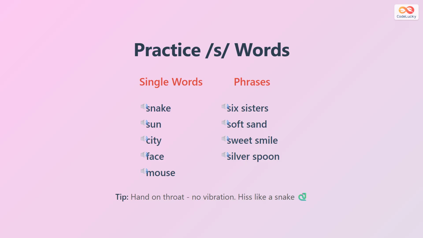We also have common phrases: six sisters, soft sand, sweet smile, and silver spoon. Notice that some of these phrases have multiple S sounds in them. When you practice these phrases, maintain the hissing quality throughout.